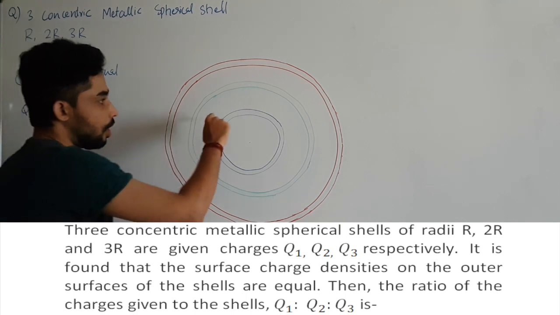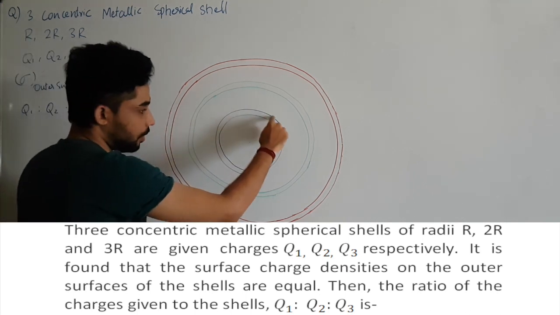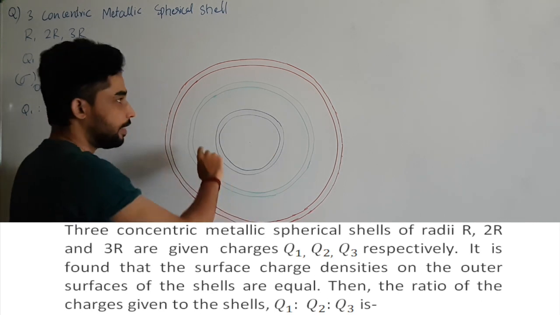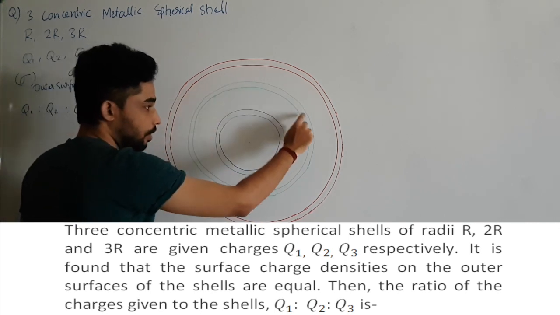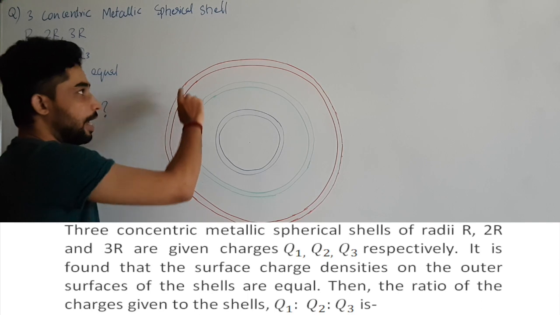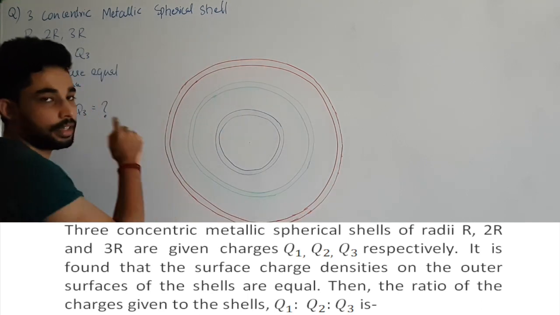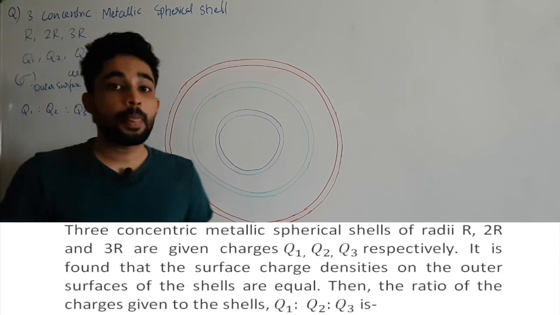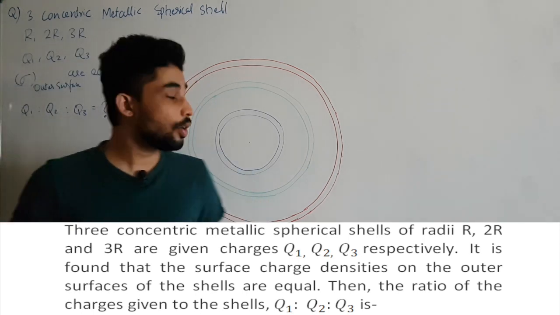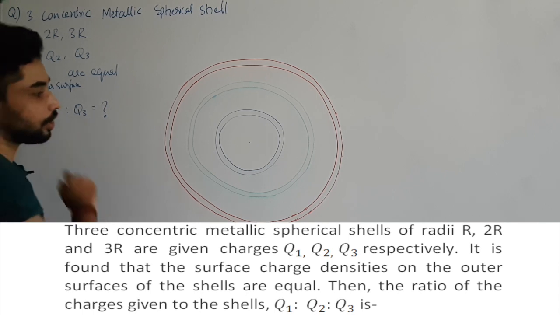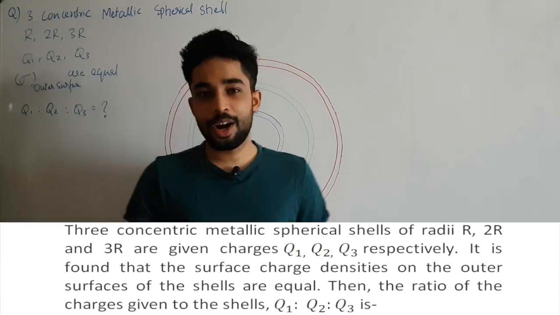They have told a condition that the surface charge density on the outer surfaces are equal, which means that if I consider this first shell, this is the outer surface, so the charge density here is the same as the charge density on the outer surface of the second shell and the same as the charge density on the outer surface of the third shell. That is the condition given, and they have asked us to figure out the ratio of the charges Q1, Q2 and Q3. Okay, so let's see how to do this.